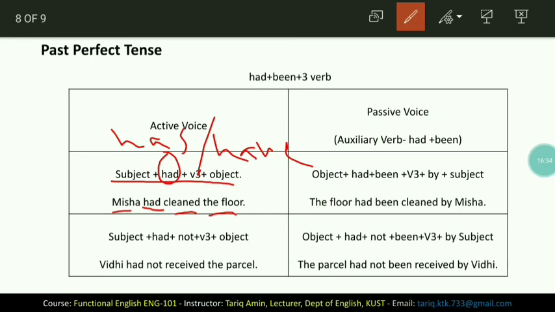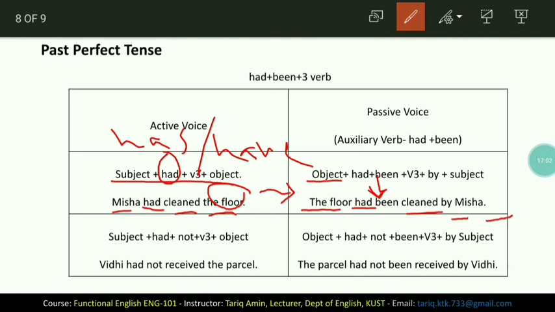Its passive voice would be: the object becomes the subject of the verb in the passive voice. So the floor is the object, so it becomes the subject in the passive voice. And after that we put the appropriate auxiliary verb or helping verb. So we put had, and after that we add been. We add been plus third form of the verb plus by plus Misha.